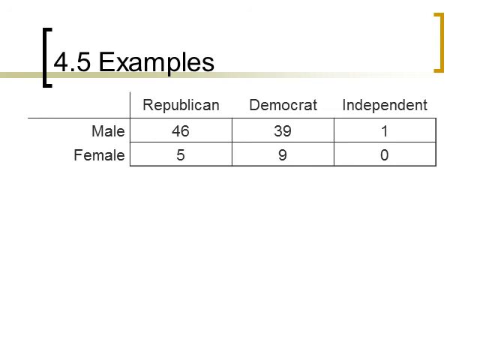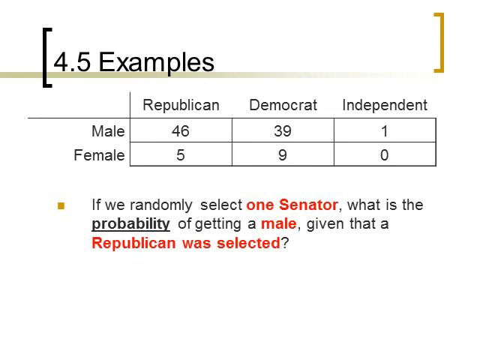So here's an example. We have a table showing senators, and these are Republicans, Democrats, and Independents, and then we also have the totals of males and females. So if we read across the top row, we have 46 male Republicans, and we have 39 male Democrats, and we have 1 male Independent. And then across the bottom row, we have 5 female Republicans, 9 female Democrats, and no female Independents. And here's our first question.